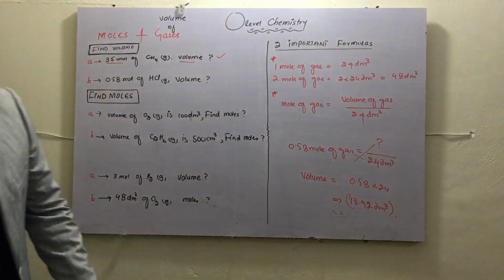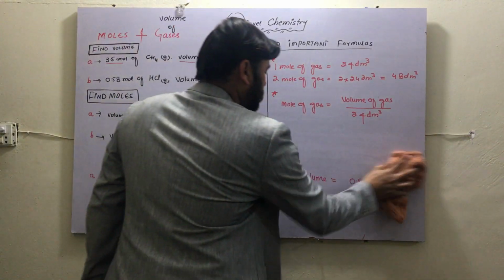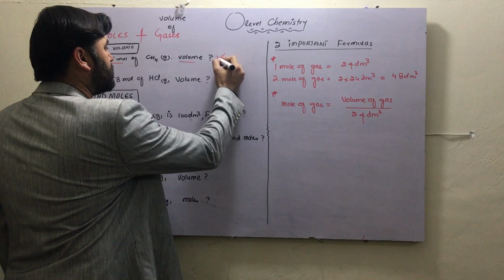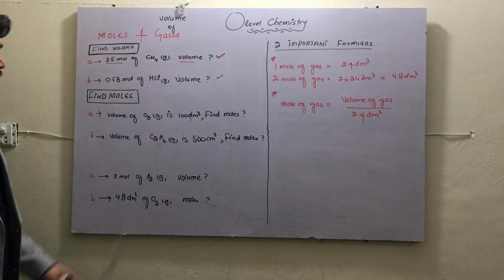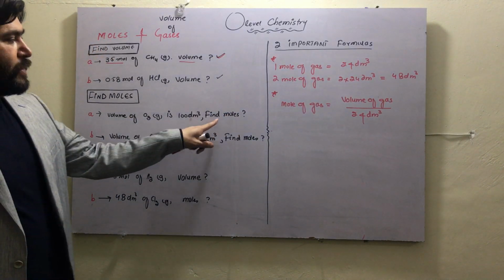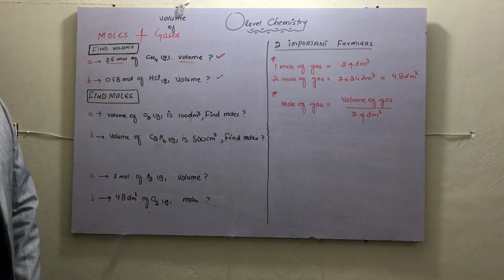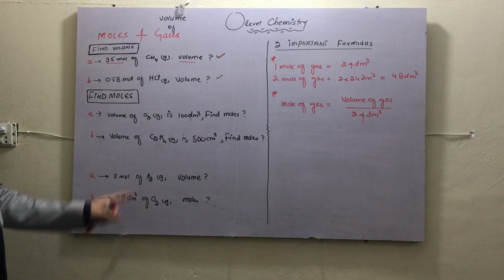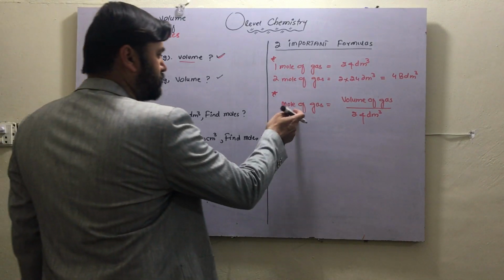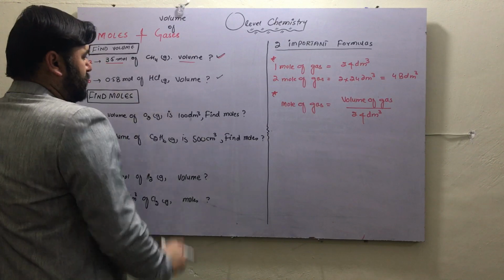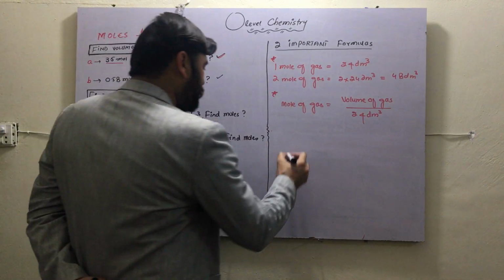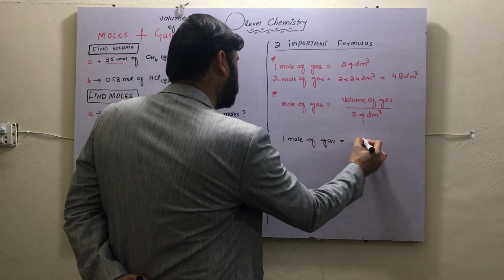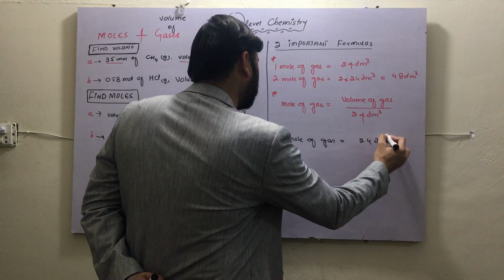Now see, suppose this question. We just solved these two questions, very easy questions. Find moles. Now volume is given, and you have to find the moles. So volume is given, how to find the moles? That's very easy. Now see, what is the volume? You can solve from this, and you can also solve from this equation. 1 mole of gas is equal to 24 dm cube.